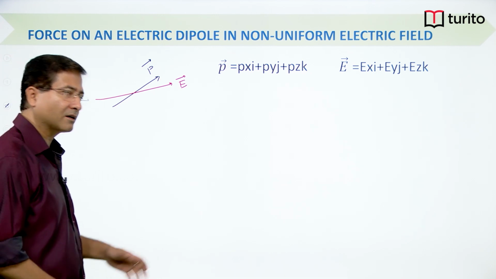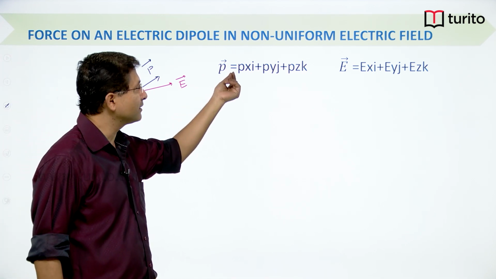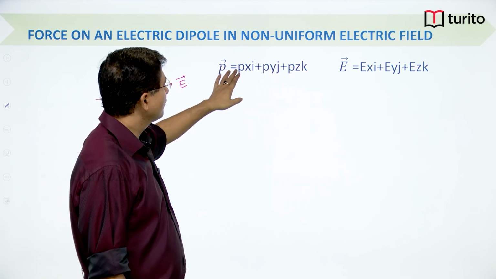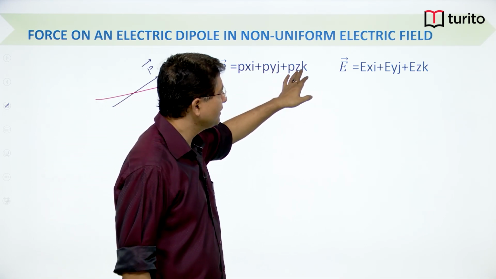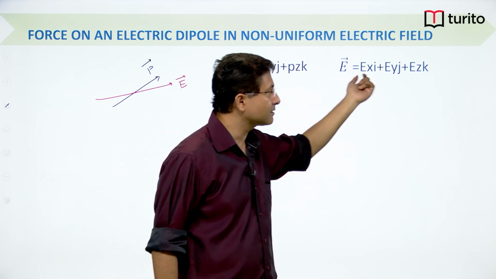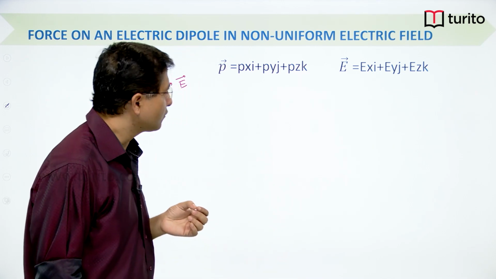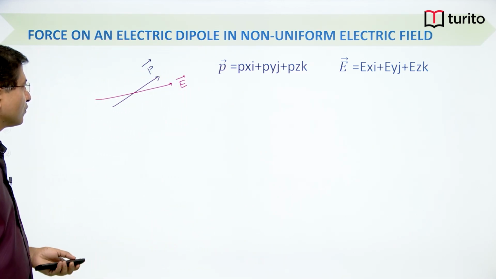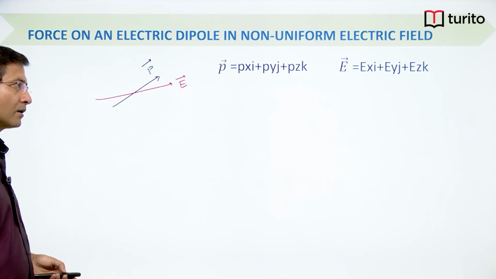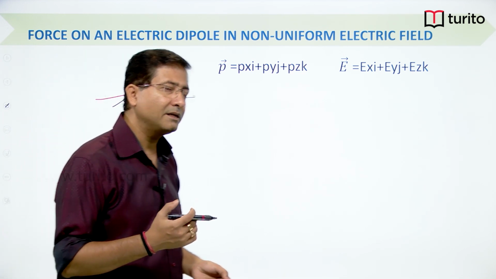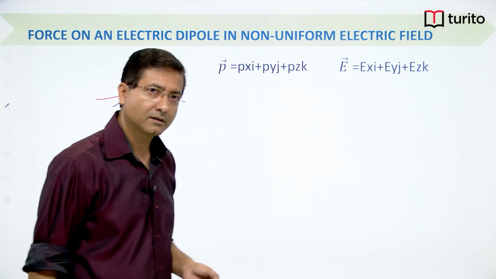So the dipole moment in vector form, we have just seen one example. This can be written as pxi, pyj, pzk; these are all suffixes. Similarly the field is written in vector form. Now I want to find out the force. We know that force can be easily calculated with the energy, right.